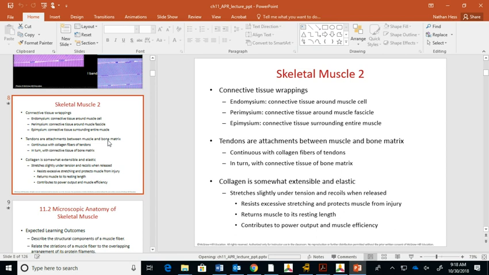Okay? Remember that we have this connective tissue that wraps around, right? What you just had some questions about. Endomysium is around the actual cell itself. The perimysium takes a bunch of those muscle cells and puts them into fascicles, right? And then you take those fascicles and wrap them all together to make a big muscle itself, and that is wrapped with the epimysium, right?